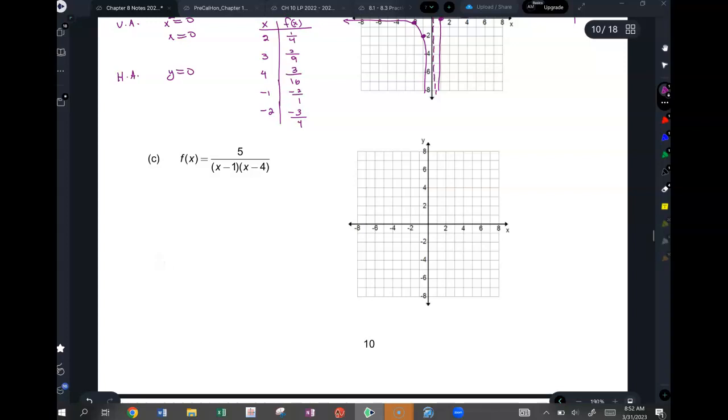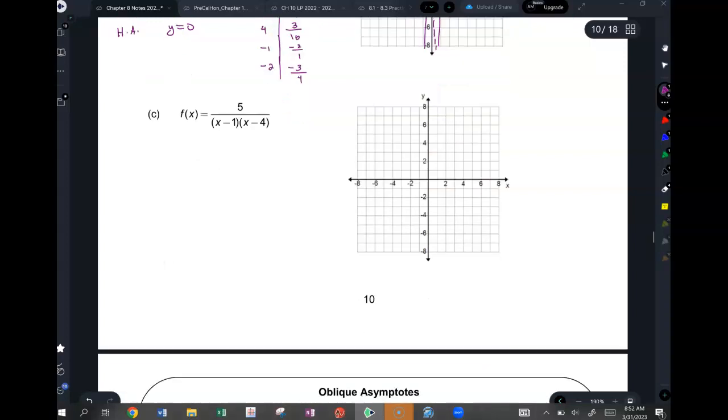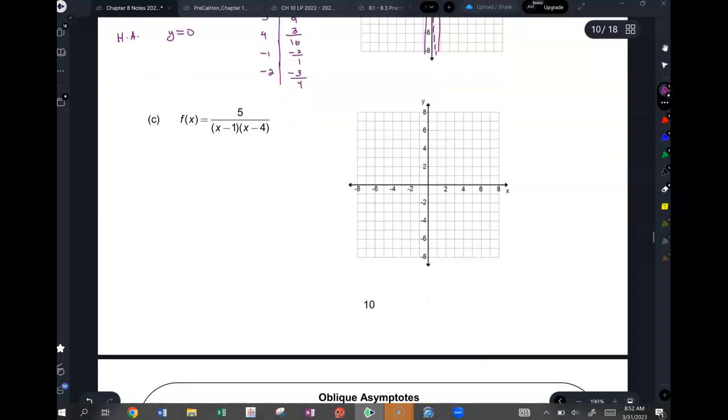All right, so let's take a look at this one. Okay, so for the zero, set 5 equal to 0. Does that even work? No. So no zeros, which is okay. Okay? All right, so for the vertical asymptote, we say x equals 1, x equals 4. 2 of them this time.